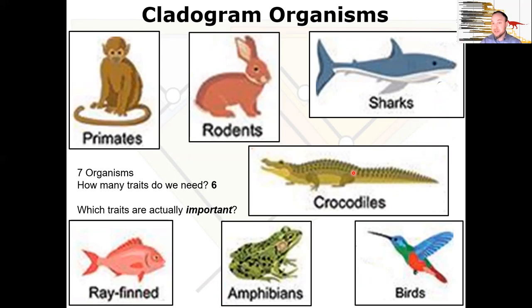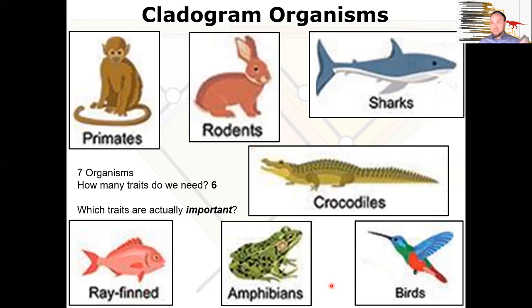How many organisms are there that we're going to try to put into this tree? There's 1, 2, 3, 4, 5, 6, 7. There's 7 organisms, which means to separate them out, we need a tree that has 6 nodes, which means we need 6 different characteristics to separate them out. So we need at least 6 traits.